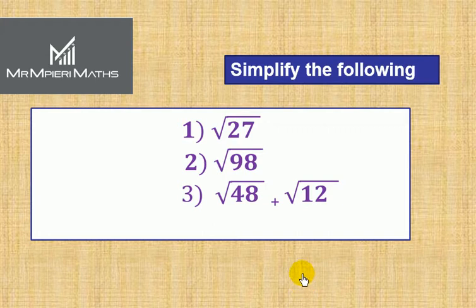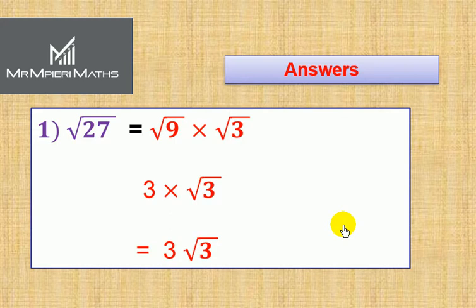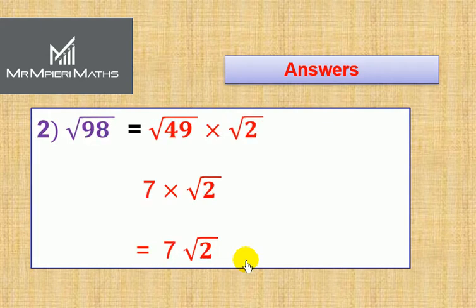Okay, right. Here are the answers. Root 27, we can now split into a perfect square root, root 9 times root 3. And root 9 is 3. 3 times root 3 gives me 3 root 3. The same thing for root 98, we can split it into root 49 times root 2. 49 is a perfect square root, so that gives me 7 times root 2, that is 7 root 2.